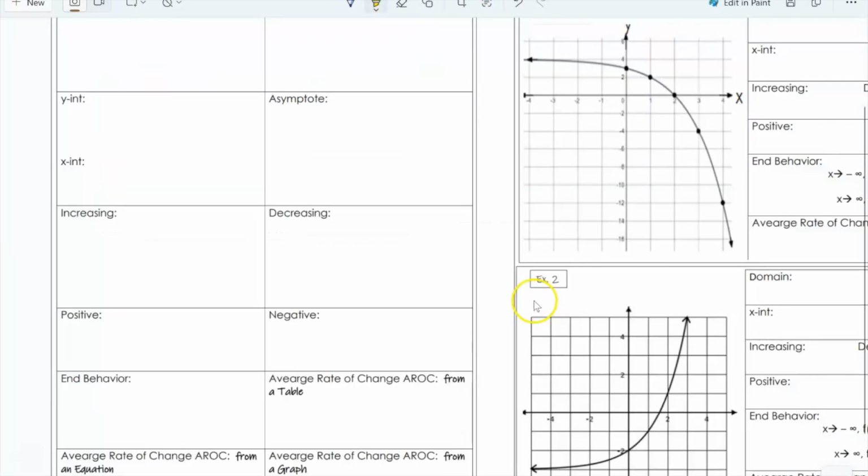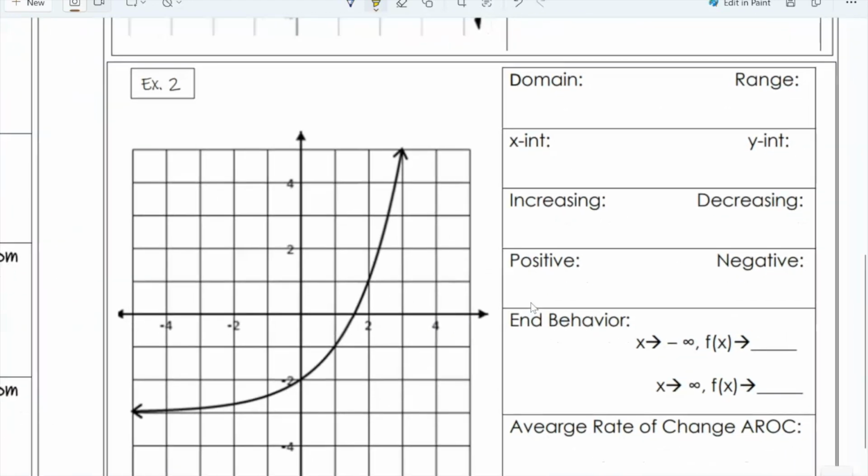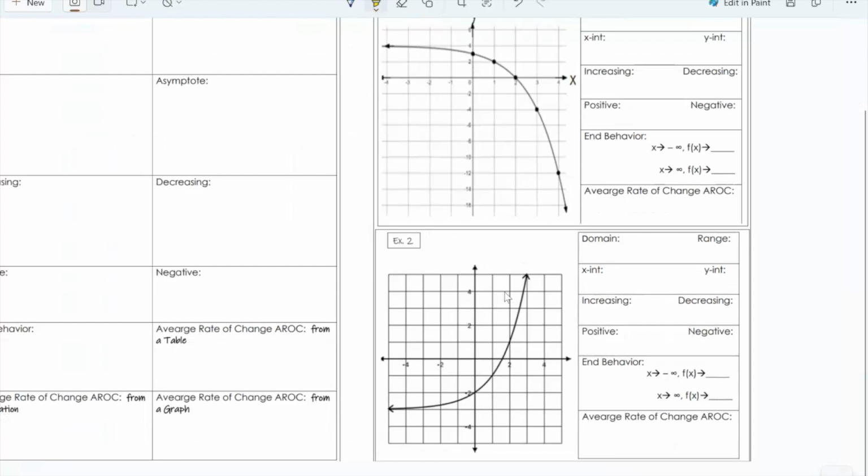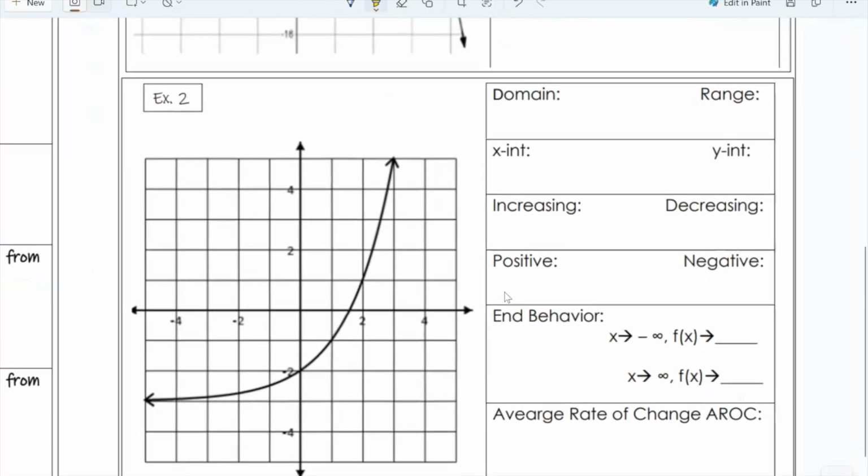I'm just going to make this full screen. Okay. So yeah, I'll do example 2, you'll do example 1, and then you'll write notes to yourself right here. All right, so what is domain? Remember, domain is from left to right, so that would be a good note to write. So it's the x-axis from left to right.